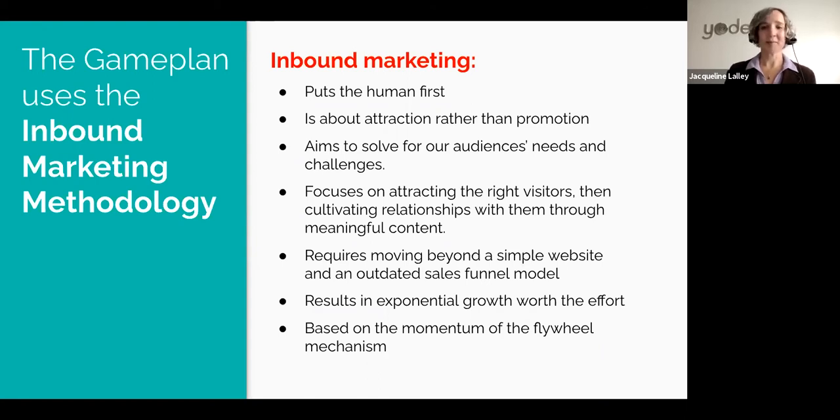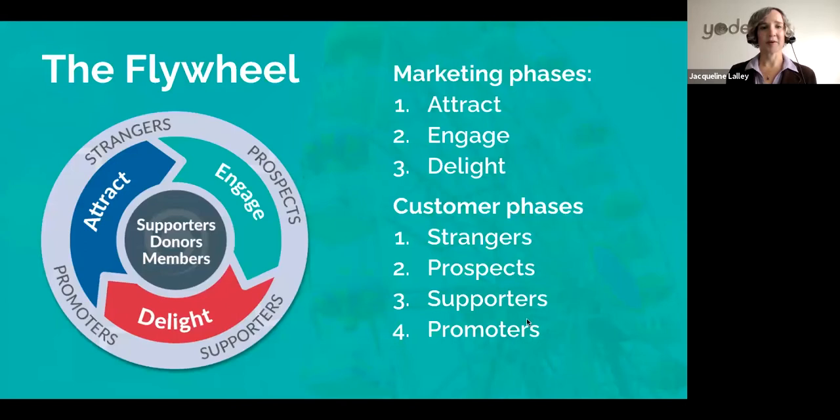And it's based on the momentum of what we call the inbound marketing flywheel. The flywheel has continuous movement and momentum. As people engage with your organization, they keep moving. So the marketing phases of the flywheel we see right here in the middle. Our supporters, donors, and members are right there in the middle. It's all about them. Marketing is working to attract them. We'll talk about how in just a minute. Engage them, and of course, delight them and keep them involved.